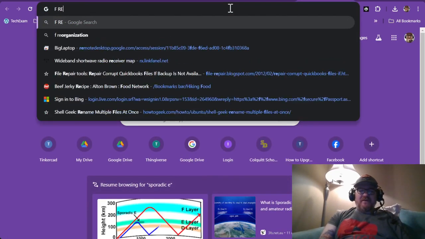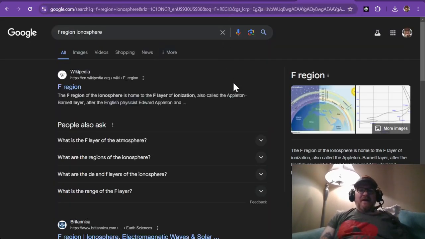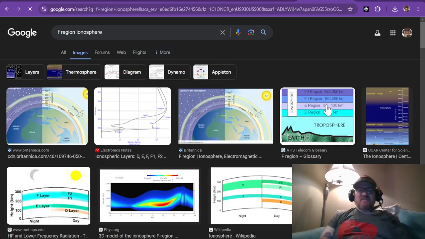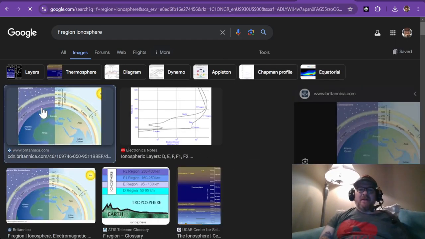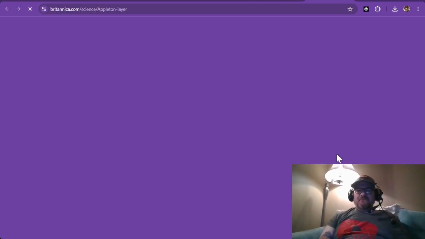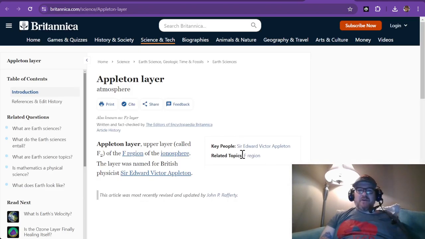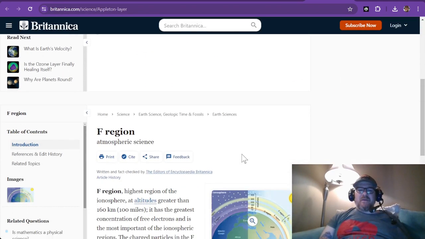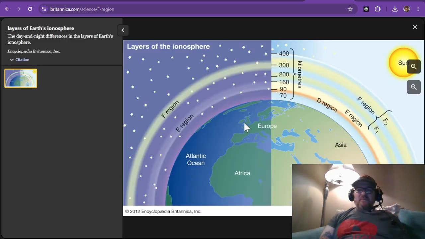F region, so we can go ahead and show you in the ionosphere all these regions. We're just going to pick the first picture that comes up so that you can see. I just want this picture. All right, so you can see the regions. The D region is the lowest. The E region is just above that. And then there's two sections of F region during the day, and only one during the night.